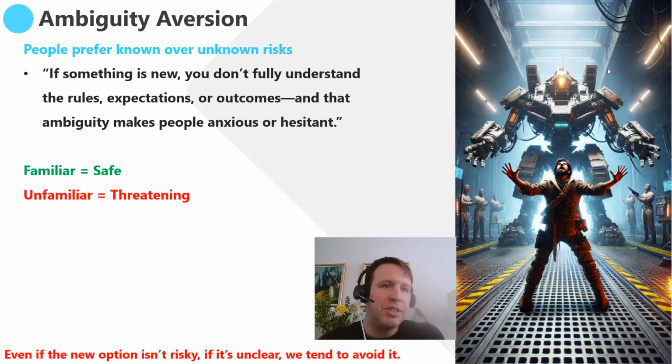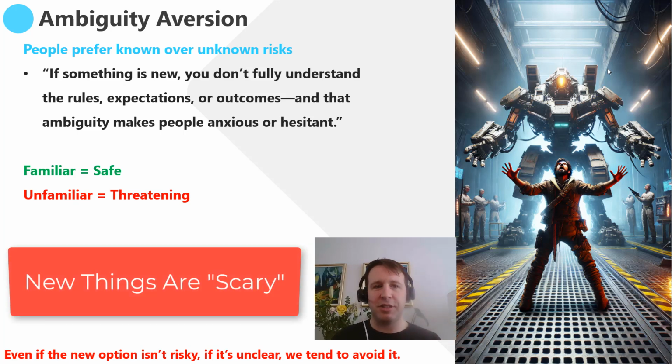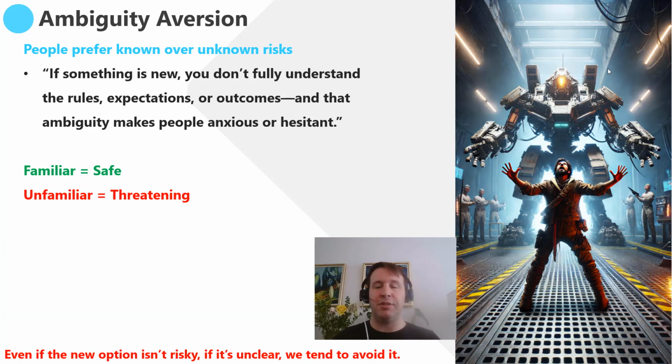This gets at the psychology principle of ambiguity aversion, which is basically people prefer known versus unknown risks. So the concept is if something is new, you don't fully understand the rules, expectations, or outcomes, and that ambiguity makes people anxious or hesitant. So familiar equals safe, unfamiliar equals threatening. So even if a new option isn't risky, if it's unclear, we tend to avoid it.